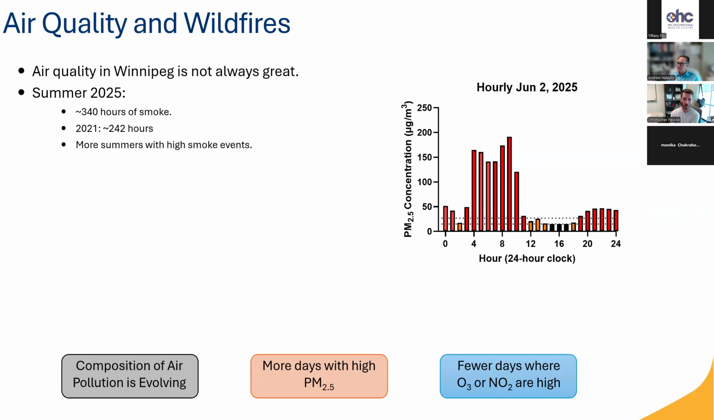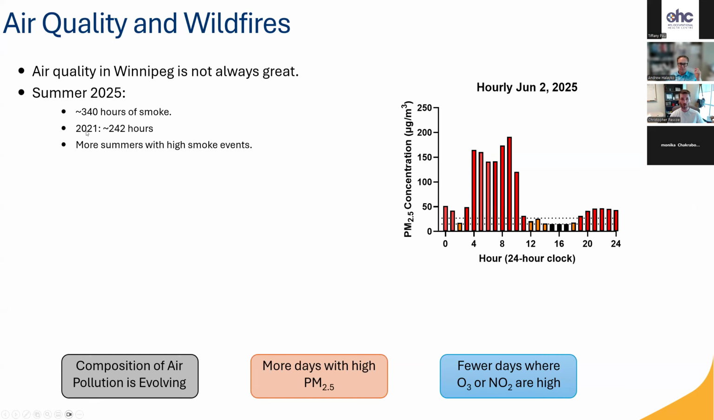To touch quickly on air quality and wildfires, after last summer, I don't think it's any surprise to anybody that the air quality in Winnipeg or other cities in Canada is not always great. We're seeing an increased contribution to poor air from wildfire smoke. The composition is changing. We're getting more days with high particulate burdens and fewer days where ozone and nitrogen dioxide are concerned. Specifically, in the summer of 2025, I think the calculated numbers were that we spent 340 hours under smoke advisories, somewhere on the AQHI scale of 4 to 10.